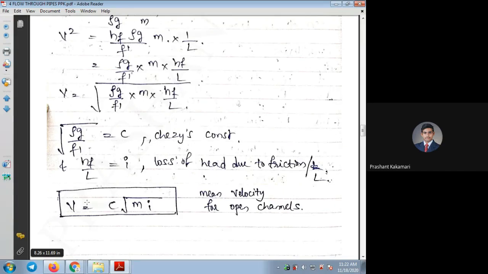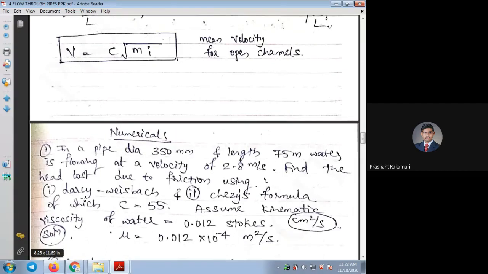Okay. So now we'll take some problems using Chezy's equation and the Darcy-Weisbach equation, similar to your lab experiments, nothing else. Similar to your lab experiments, we'll solve some of the problems and then we'll go to the other topic.